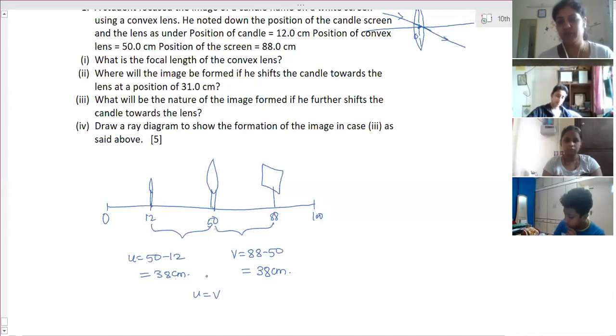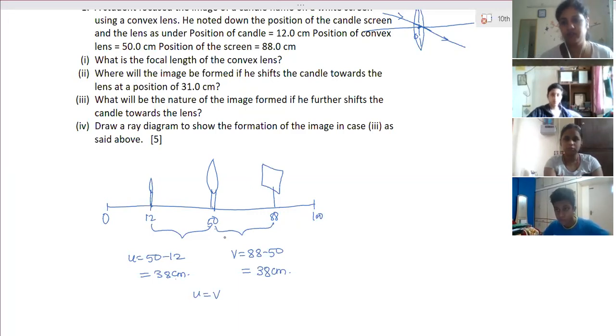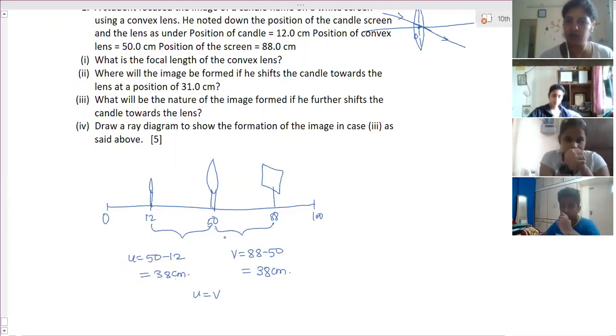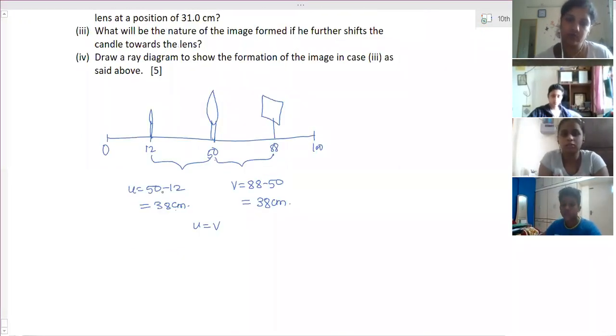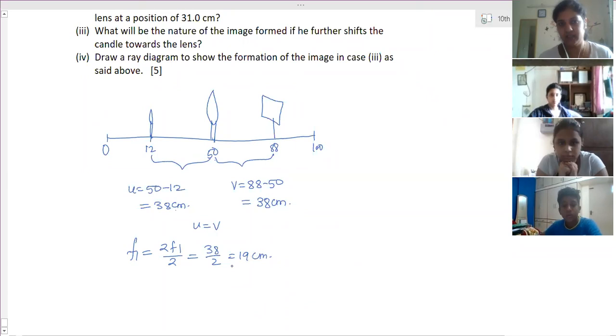In which case is this possible? When the object is placed at 2F1, twice the focal length, that is at the C position. For an object at 2F1, we will get the image at 2F2, which is at the same distance. So the 2F1 distance is 38 centimeters. Then what is the F1 distance? F1 is equal to half of 2F1, that is 38 by 2, which is 19 centimeter. So the focal length is 19 centimeter.